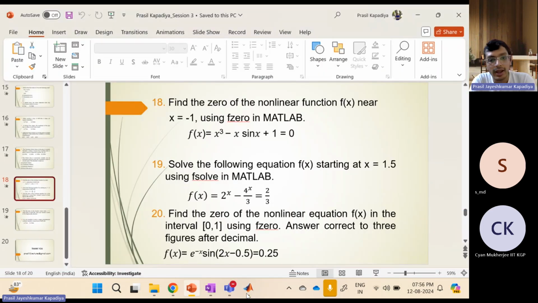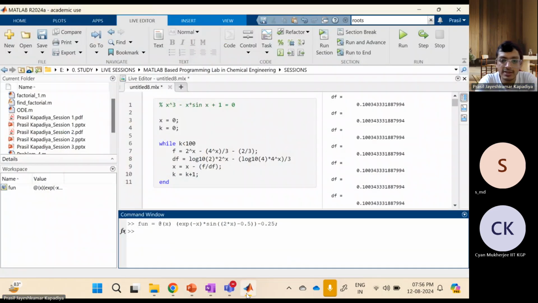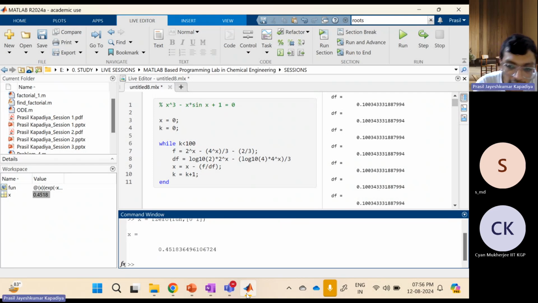And what I'm supposed to do, I'm supposed to find a solution using fzero in 0 to 1. So let's say x is equal to fzero of function, comma, 0 to 1. So I'm getting 0.4518 as my solution. I guess we will, not I guess, we will obviously get the same answer using the fsolve command.